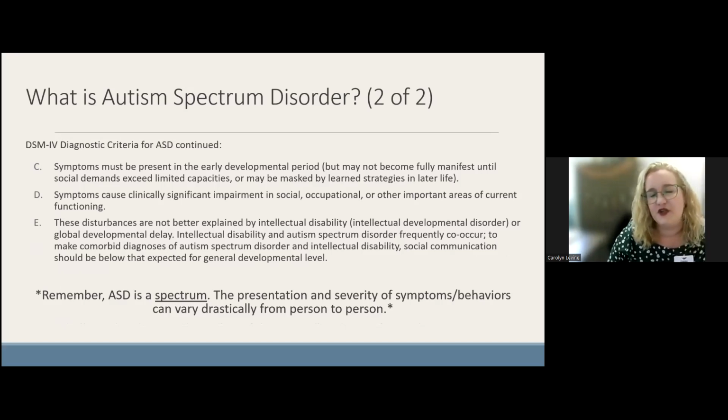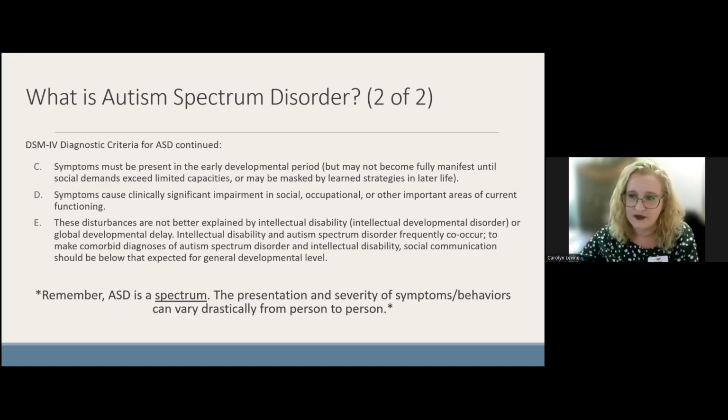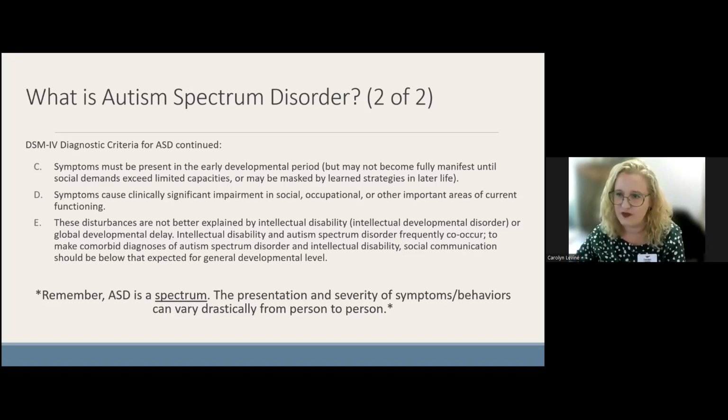Also, we see that these symptoms are present in early childhood. We might not see how they fully manifest until the person gets a little older. Some folks, depending on where they fall on the spectrum, may be able to cope a little bit better. They may have some strategies of their own they've been able to adapt. Some folks may not, but those symptoms cause clinical impairment in social, occupational, or other important areas of functioning. And of course, the disturbance is not better explained by an intellectual disability. But again, folks with ASD can have intellectual disabilities, but they don't always. And those intellectual disabilities can also vary quite a bit in severity.